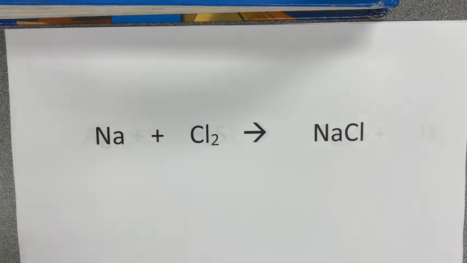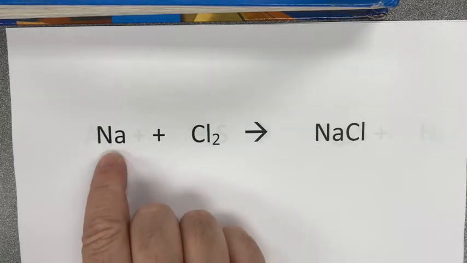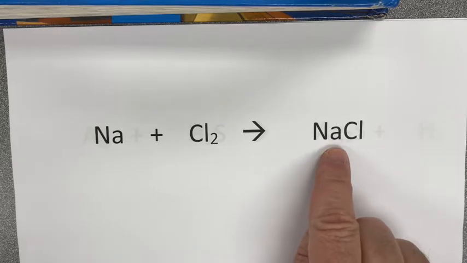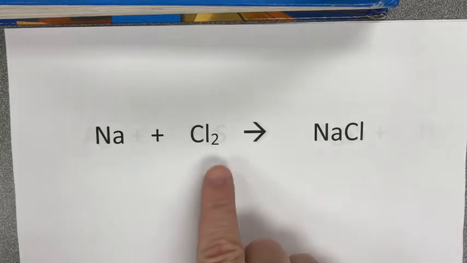Okay, students, for those of you that may have been absent or those of you that want a refresher on balancing equations, this is what we did last week in science class. So I have a simple chemical equation that I've written out. We have sodium plus chlorine gives us table salt, sodium chloride.